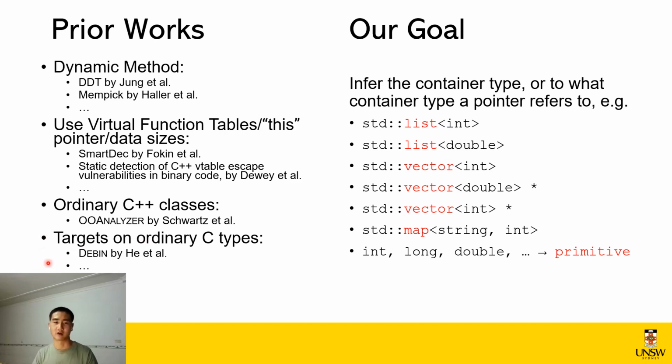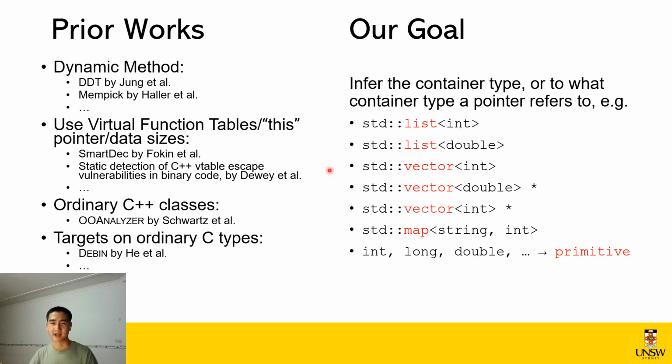Some others target ordinary C types. For example, dbin can recover primitive types like int or double, but for classes and structs, it classifies everything as struct. So our goal here is that we want to infer the container type, or if it's a pointer, we wish we could know what container type this pointer refers to.